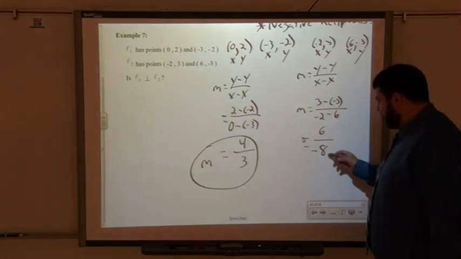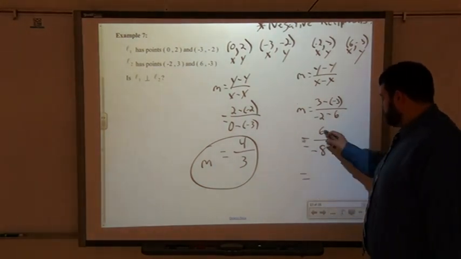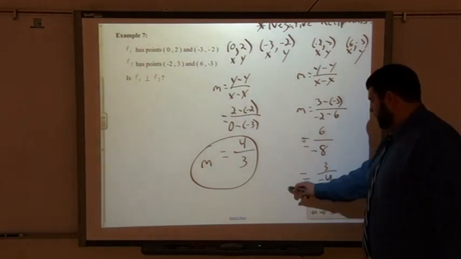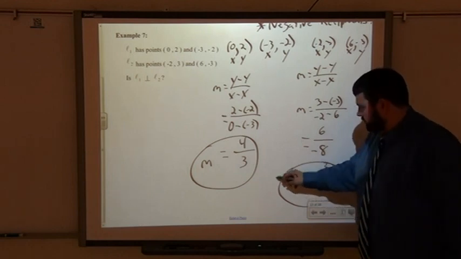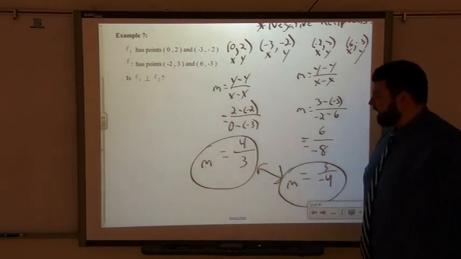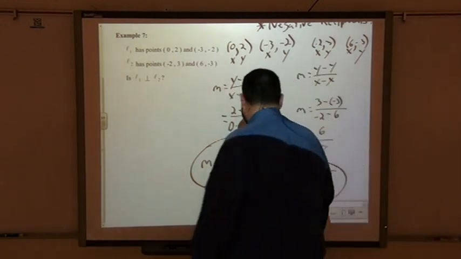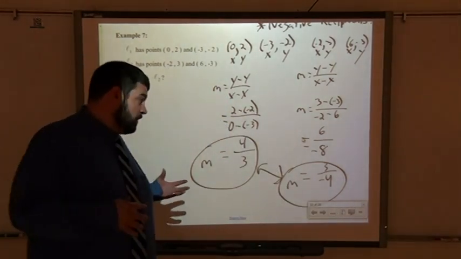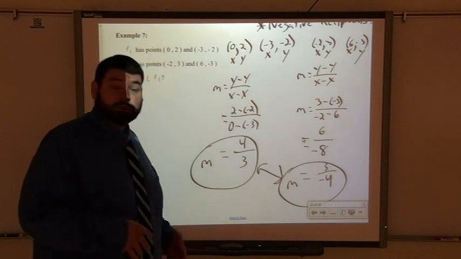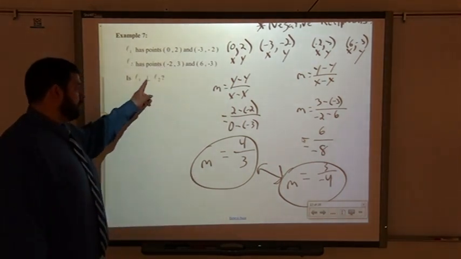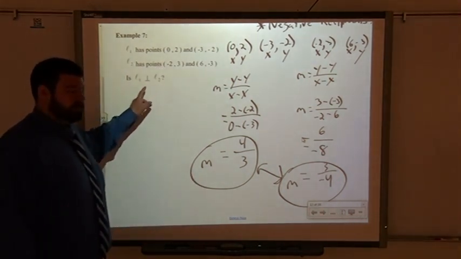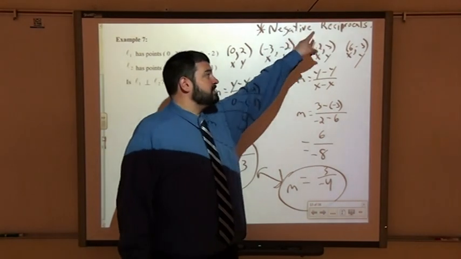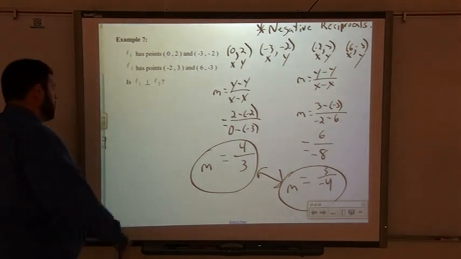Now, I can divide both numbers by 2. So 6 divided by 2 is 3. 8 divided by 2 is -4. Now we need to compare those two numbers. Okay? Now some of you might be saying, Mr. E, those aren't parallel, those aren't equal. You're right. I'm not trying to see if they're parallel. I'm trying to see if they're perpendicular.